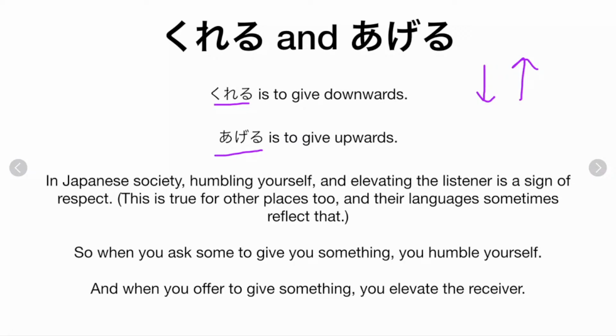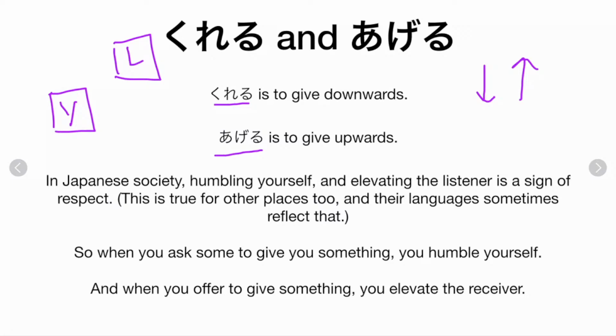Okay, so back to this. Kureru and ageru. Japanese is a very hierarchical society, and so respect is imbued into the hierarchy. When you want to ask people to do things for you, or when you do things for them, you need to use this hierarchy. So the way it works is that this is you, and this is the person you're talking to. And always they are above you.